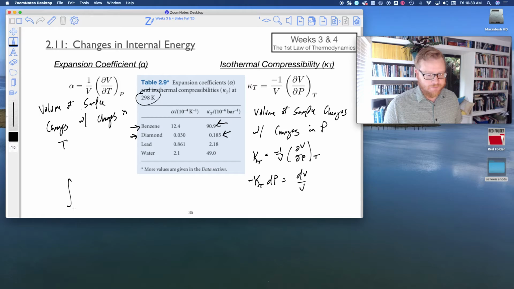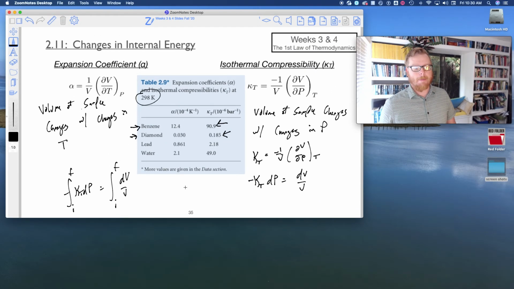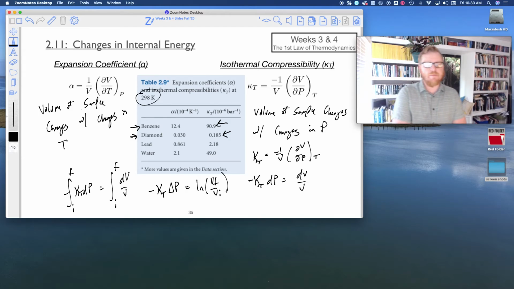I can integrate from initial to final of negative kappa T dP. And I can also integrate from initial to final of dV over V. Okay? And so what do I get? Well, over here, on this side, I'm going to get negative kappa T times delta P. Right? Pretty straightforward. And so what am I going to get over here? Well, here I'm going to get the natural log of VF over VI.